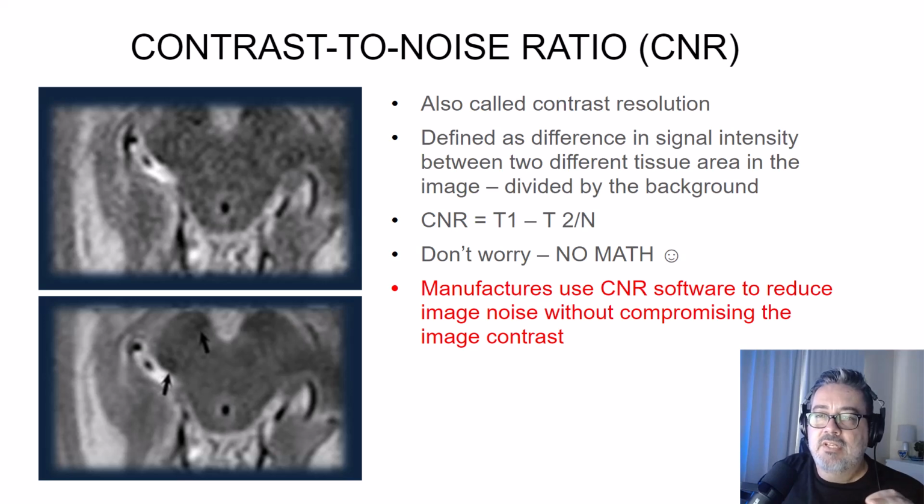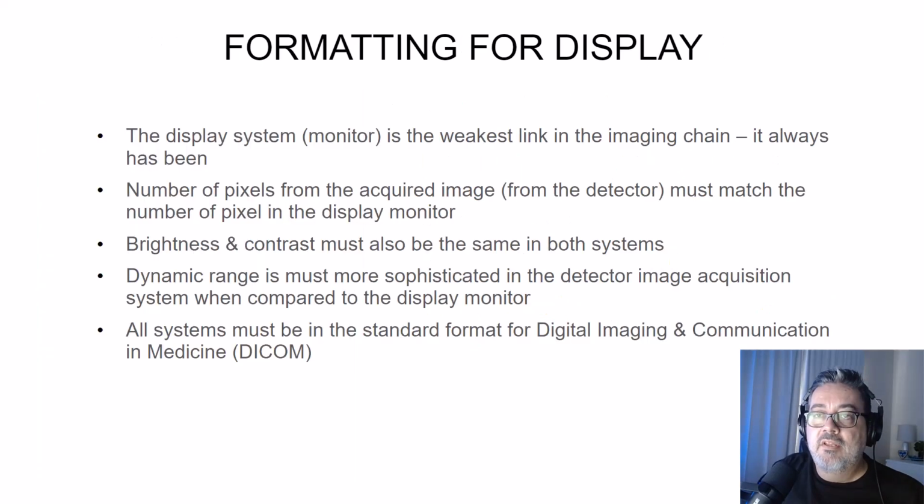In this image, you can see more noise in the top image than the bottom, but the scale of contrast hasn't been changed. When the computer gets ready to format the image for display, the display system, meaning the monitor, is the weakest link in the imaging chain, and it always has been. The detectors are the acquisition component of the system, and those are very sophisticated. The number of pixels available from the detector must match the number of pixels on the display monitor for the best image display possibilities.